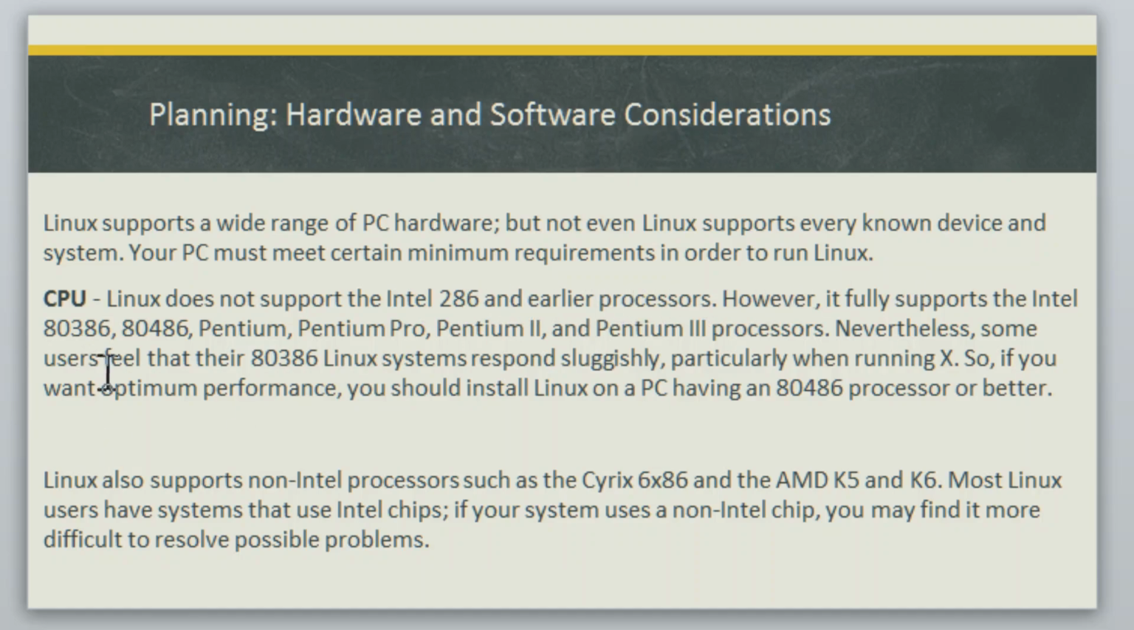So let's look at the CPU. Linux does not support the Intel 286 and earlier processors. However, it fully supports the Intel 386, 486, Pentium, Pentium Pro, Pentium 2, and Pentium 3 processors. Nevertheless, some users feel that their 386 Linux system responds sluggishly, particularly running X. So, if you want optimal performance, you should install Linux on a PC having at least a 486 processor or better.